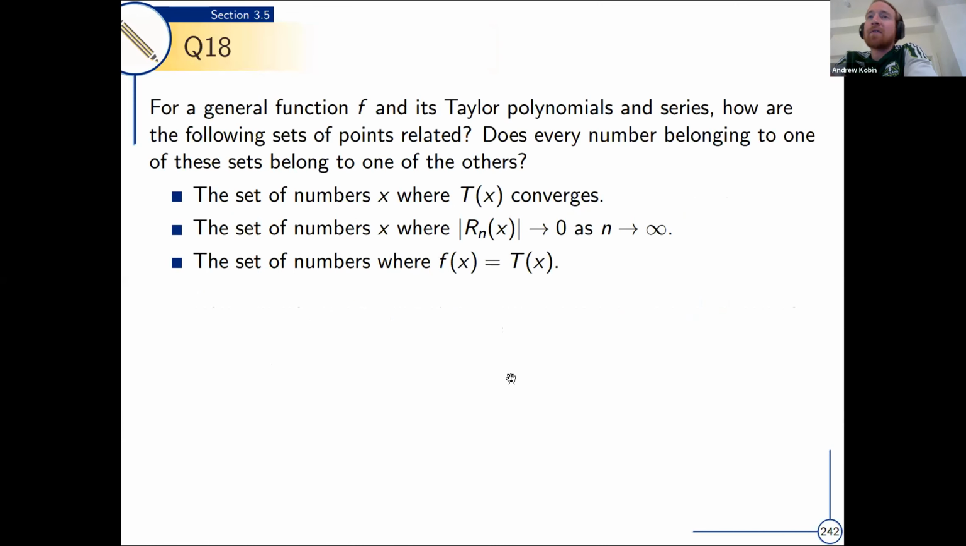Here's a practice problem for you to think about. This is a little more conceptual, but this will step you through some of the remainder going to zero types of conceptual features of these Taylor series problems.